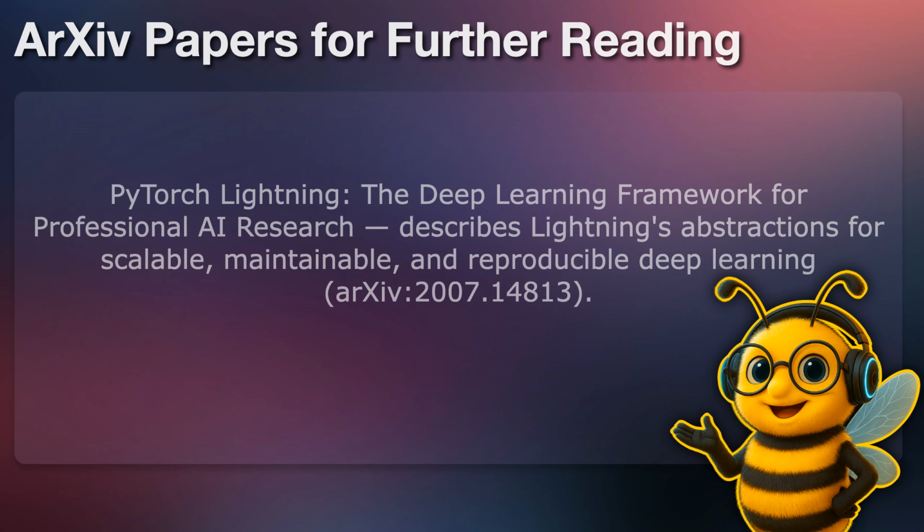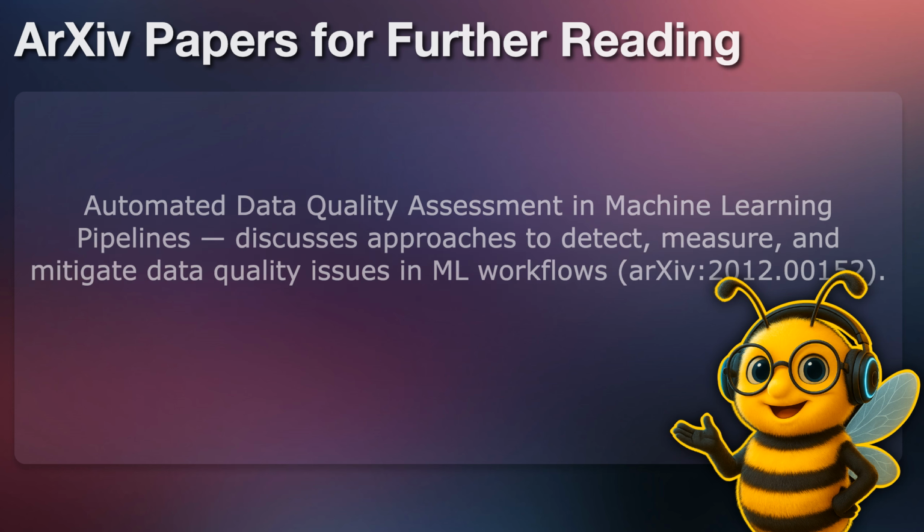1910.03771. PyTorch Lightning: The Deep Learning Framework for Professional AI Research, describes Lightning's abstractions for scalable, maintainable, and reproducible deep learning. arXiv 2007.14813. Automated Data Quality Assessment in Machine Learning Pipelines discusses approaches to detect, measure, and mitigate data quality issues in ML workflows. arXiv 2012.00152.